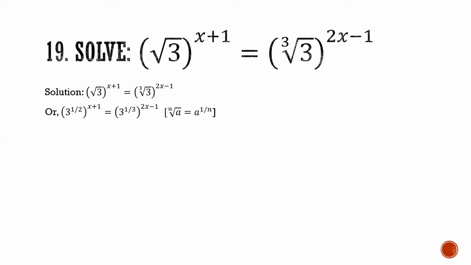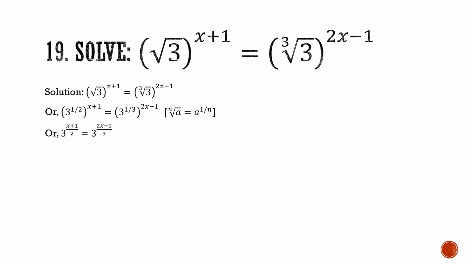Then we can see here root over 3 can be replaced with 3 to the power half, as we know from the definition that the nth root of a can be written as a to the power 1 by n. So square root of 3 can be written as 3 to the power half, whole to the power x plus 1, equals, on the right side it was cubic root of 3, so it will be 3 to the power 1 by 3, whole to the power 2x minus 1, or 3 to the power x plus 1 divided by 2 equals 3 to the power 2x minus 1 divided by 3.